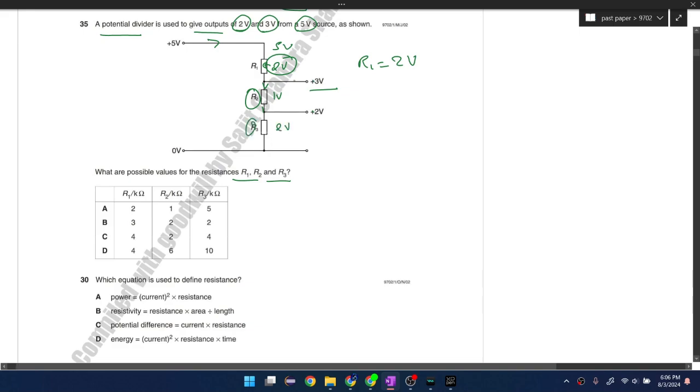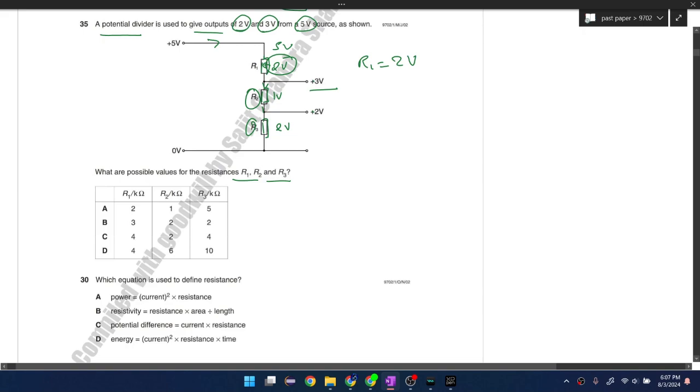So what does this mean? A potential difference of 2 volts means energy of 2 joules is required to move one charge through R1, and similarly 1 volt through R2 and 2 volts again through R3. So from this we can clearly say something.